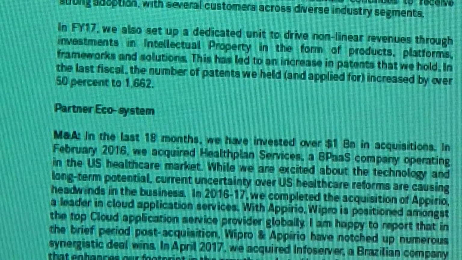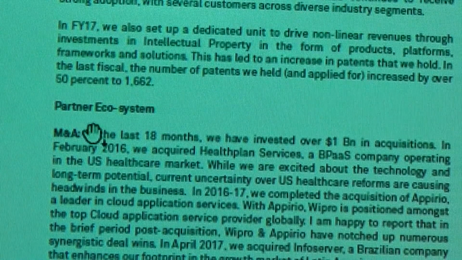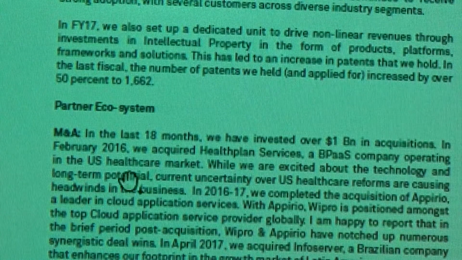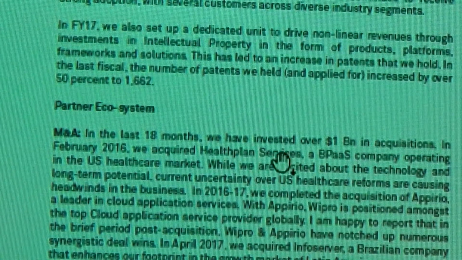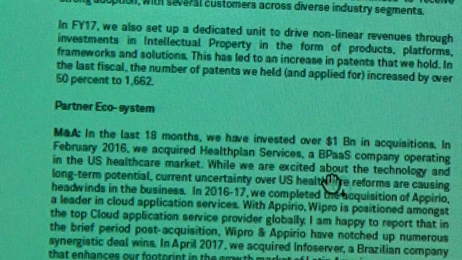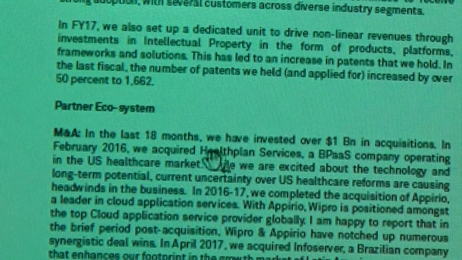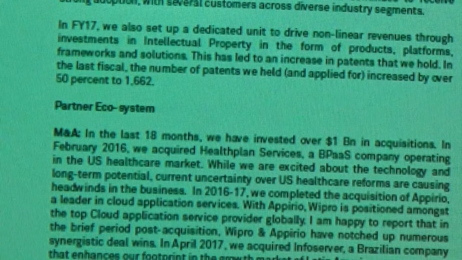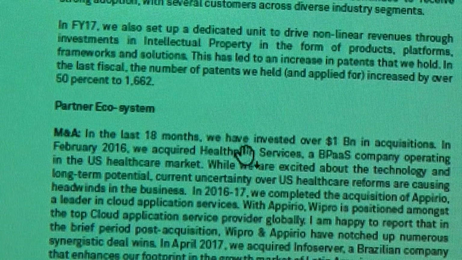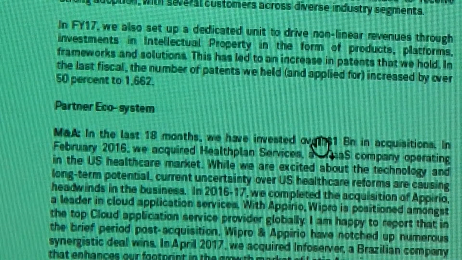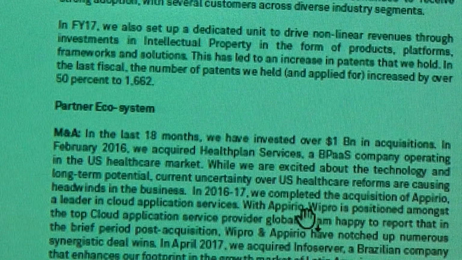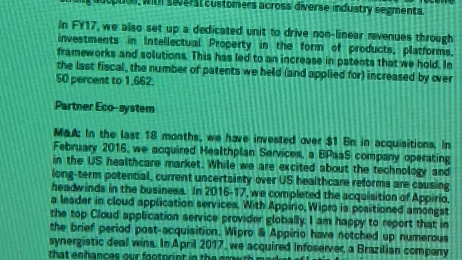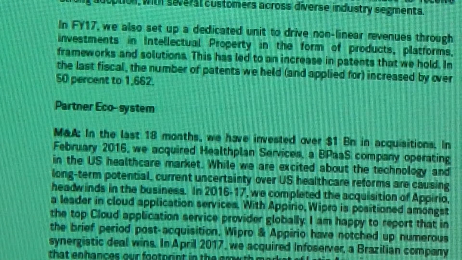You can also see here the merger and acquisition partner ecosystem. In the last 15 months we have invested more than 1 billion in acquisitions. That's important, that the company is acquiring a lot of companies. That's again an important factor, as you see in the cash flow, where the company is investing. That's a good sign for the company, the acquisition part. Depending on that, we also need to see what kind of acquisitions the company has made.